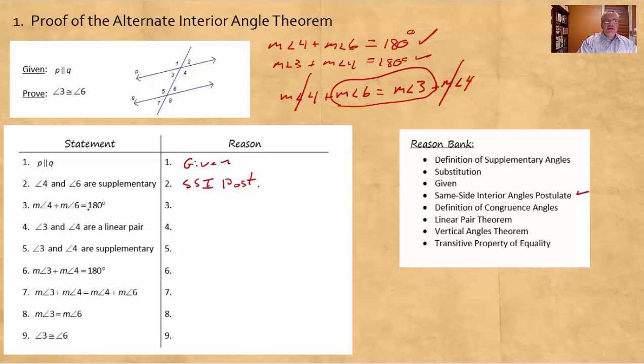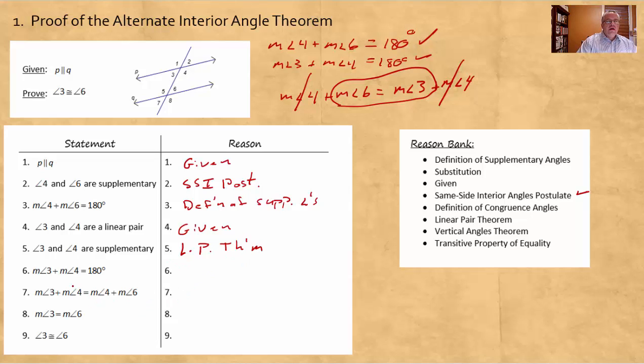Then 4 plus 6 are 180. Well, that's what it means to be supplementary. So that would be the definition of supplementary angles. So I'm going to put definition of supplementary angles. Okay. Now, 3 and 4 form a linear pair. That's based on the diagram, so that's given. Okay. 3 and 4 are supplementary. Well, if they're a linear pair, that means that the angles are supplementary. So this is the LP theorem, the linear pair theorem. Man, I'm doing a lot of abbreviating. Theorem means linear pair theorem.